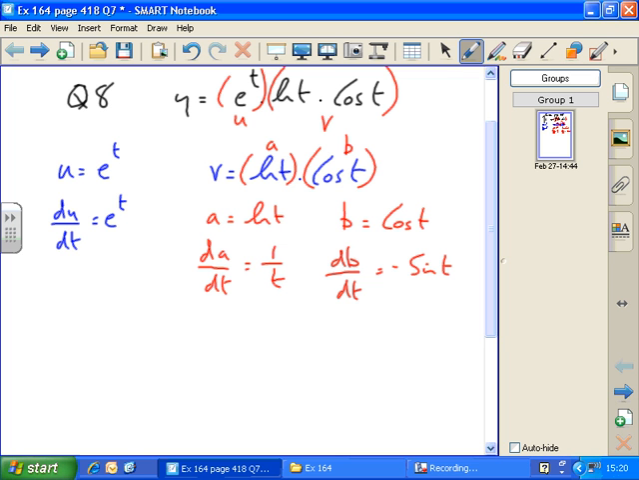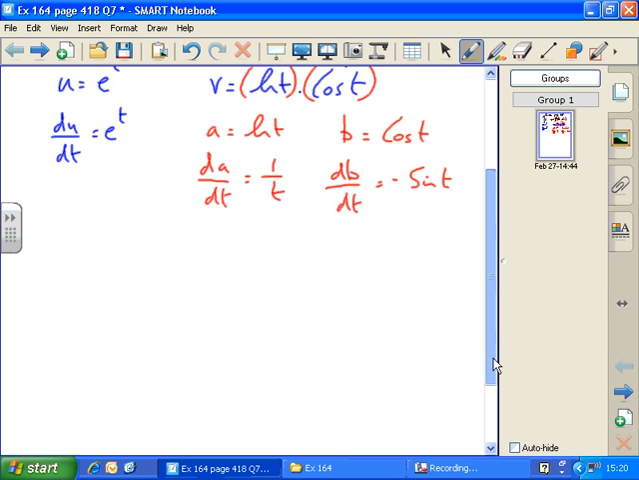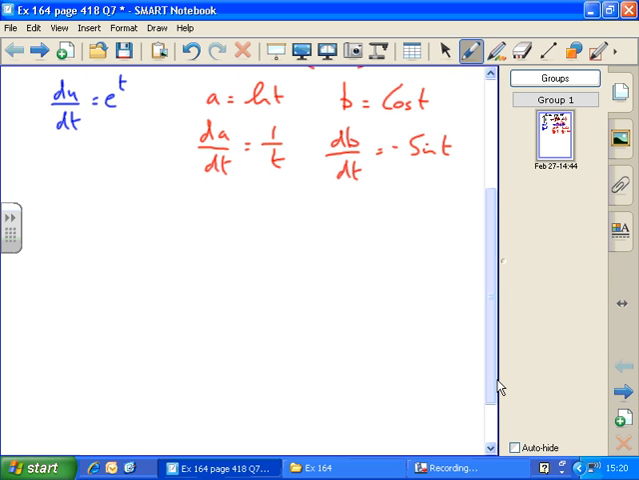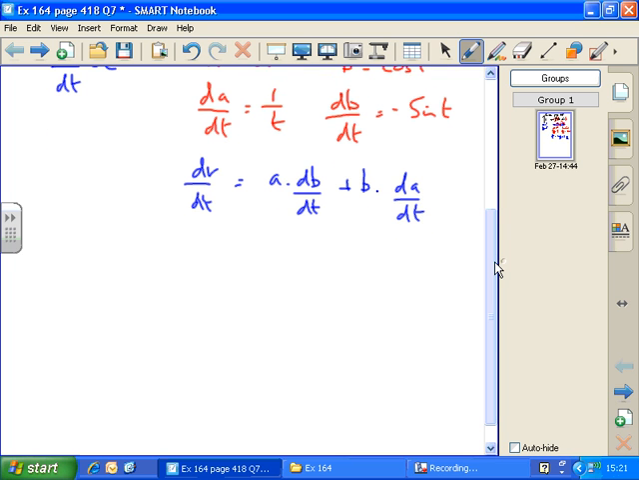And then the product rule for this part means that dv by dt equals a, which is log t, times the differential of b with respect to t, plus b times the differential of a with respect to t. Same idea of the rule: first bit multiplied by the differential of the second, plus the second bit multiplied by the differential of the first.